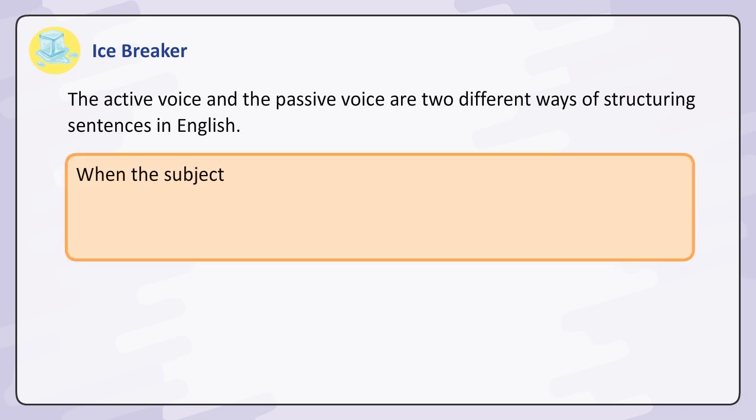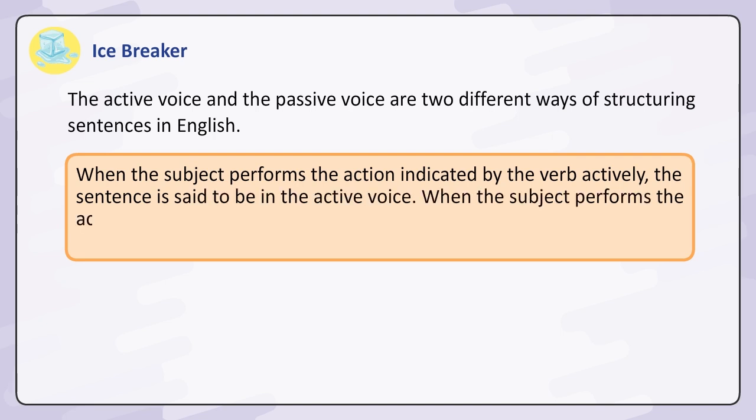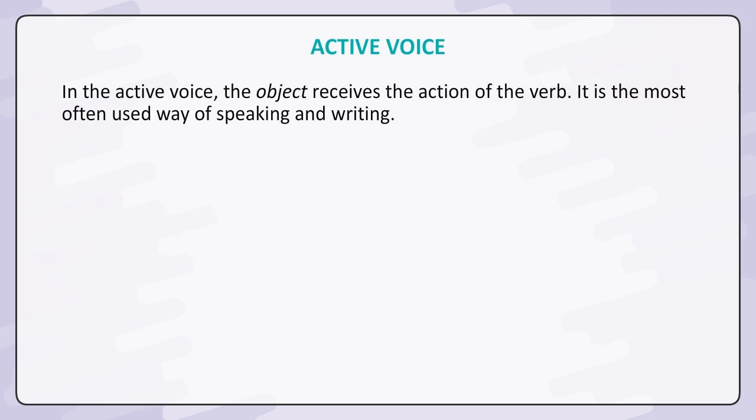When the subject performs the action indicated by the verb actively, the sentence is said to be in the active voice. When the subject performs the action indicated by the verb passively, the sentence is said to be in the passive voice. Active voice. In the active voice, the object receives the action of the verb. It is the most often used way of speaking and writing.